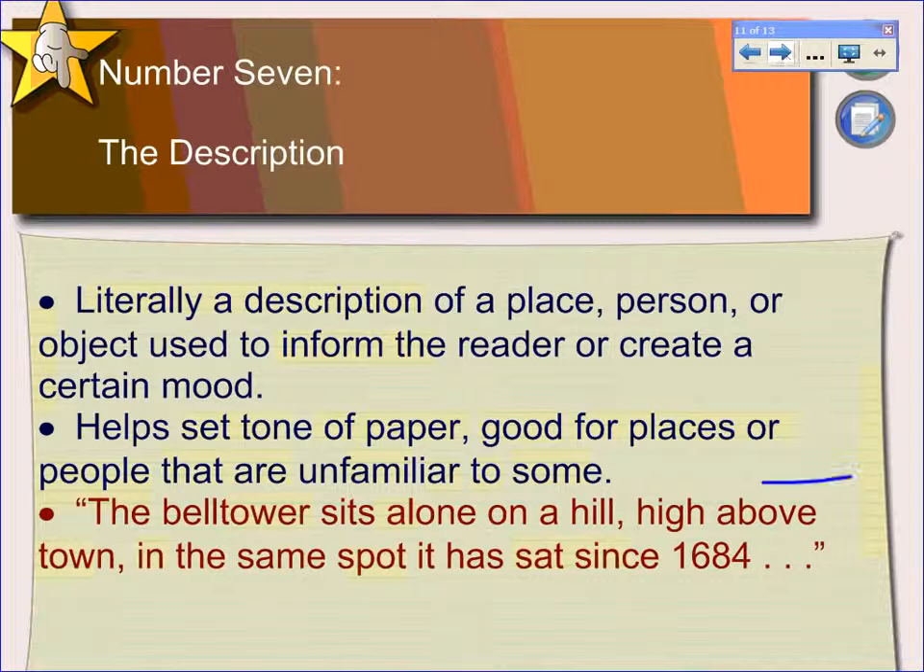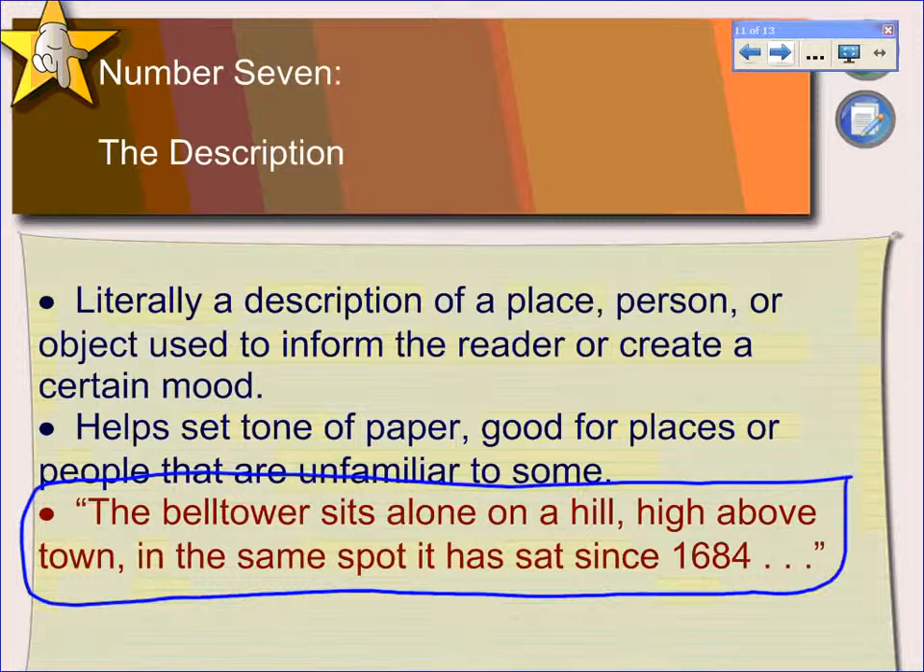For example, here, the bell tower sits alone on a hill high above the town in the same spot it has sat since 1684. I say that's long enough. Let's build a 7-Eleven. Just kidding, folks. That's what you want to do to create that description, to talk about a place, to set the mood.